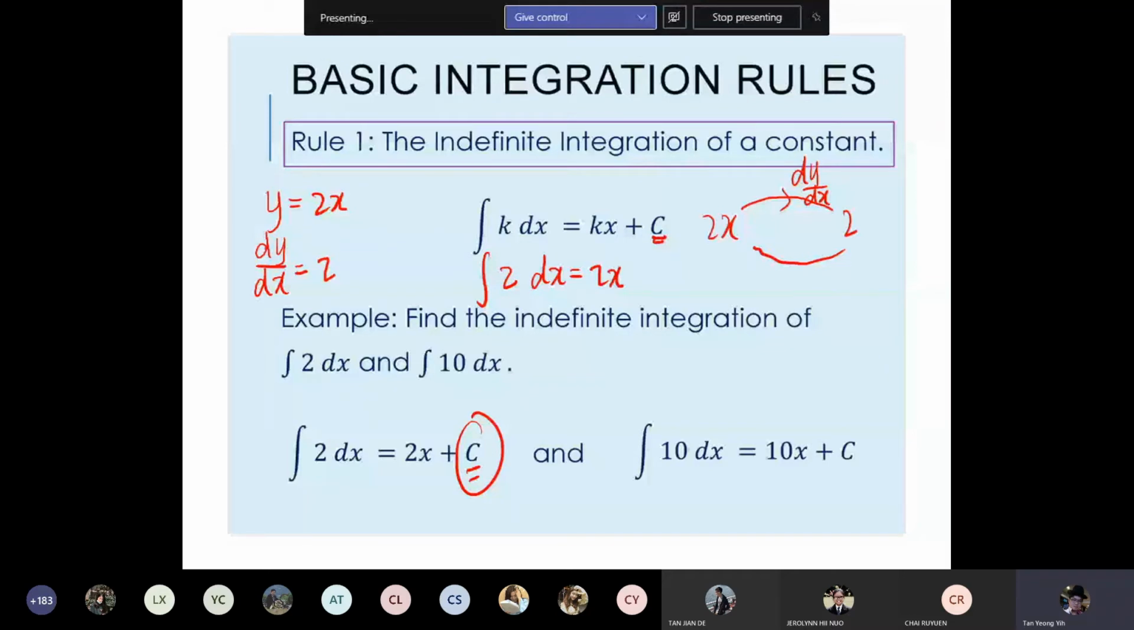Now let's see a few functions here. If I have y1, I differentiate, I get 2. If I have y2, 2x plus 5, after I differentiate, what do I get?